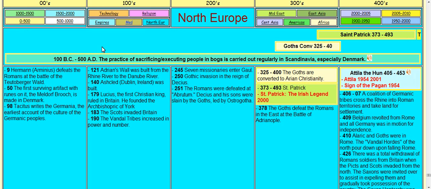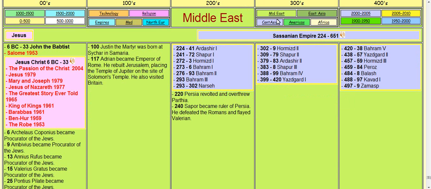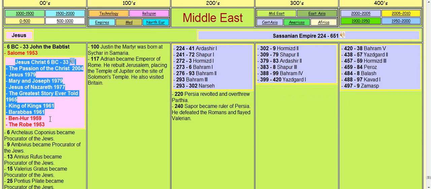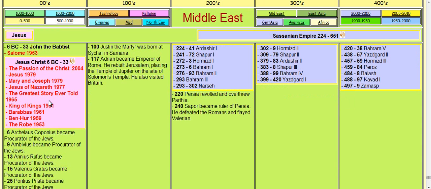So we're moving forward in time, evolution, and we're not getting more primitive. We're becoming more evolved. So Jesus Christ. Here's all the movies about the Lord and Savior. If you want to know about the movies of the Lord and Savior from Nazareth, Sasanian Empire with all the bosses from there, and I'll put those up there.